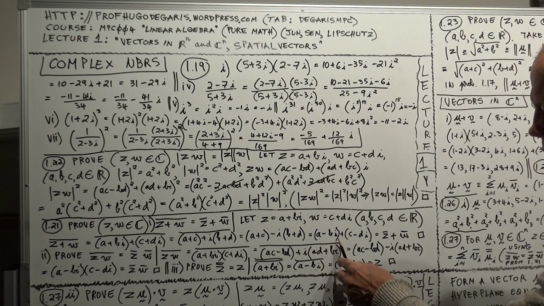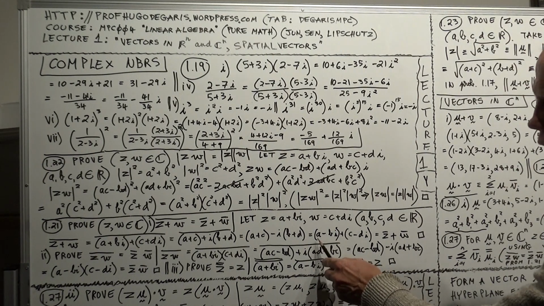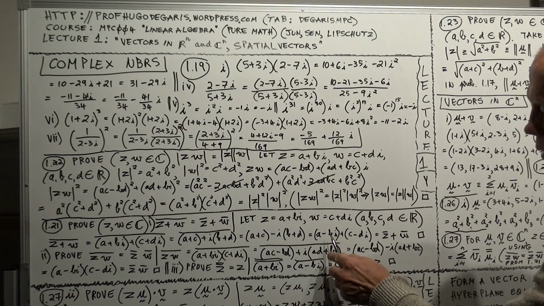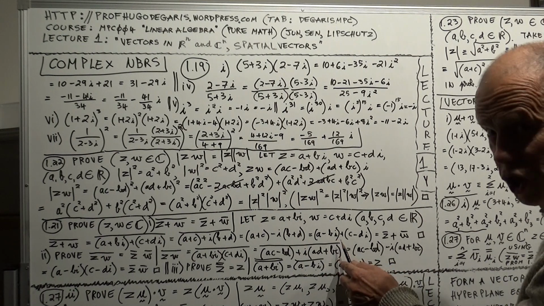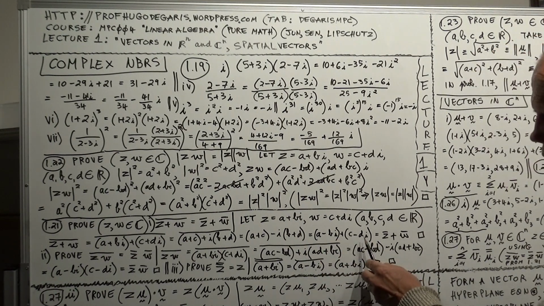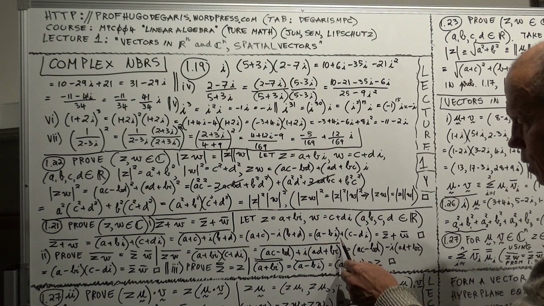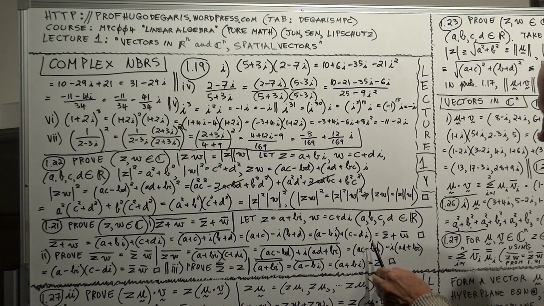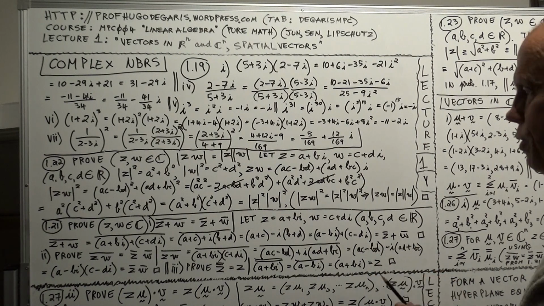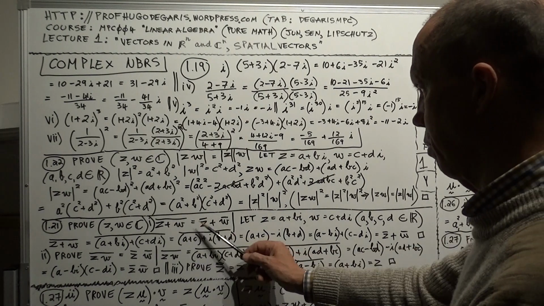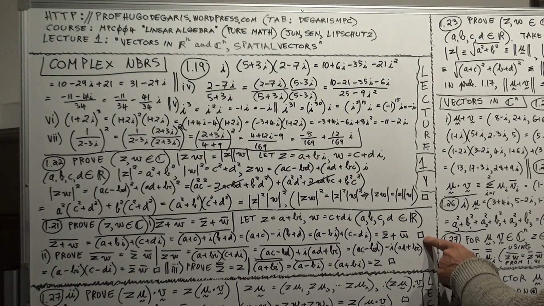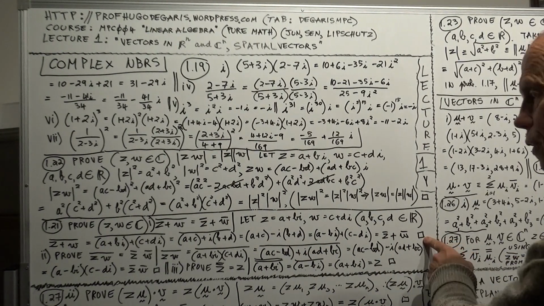But what is this? This is the conjugate of z, right? Because here you got minus i. It's the conjugate of z. And similarly, this is the conjugate of w. So the result is conjugate z plus conjugate w here, as was to be proved. You had to prove this, right? So end of proof sign. You finished your proof.